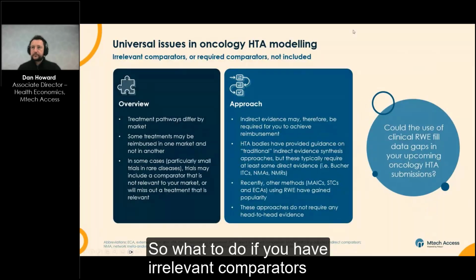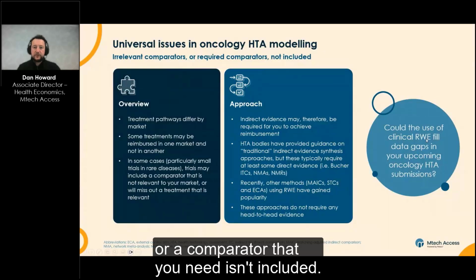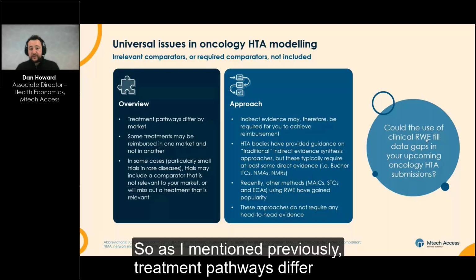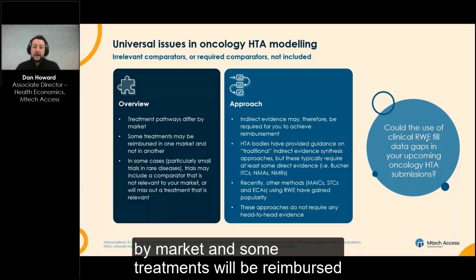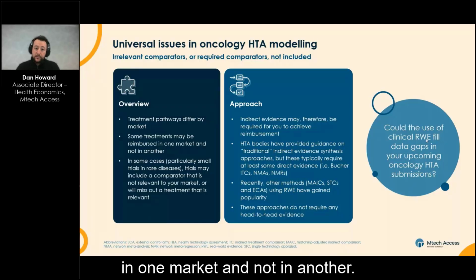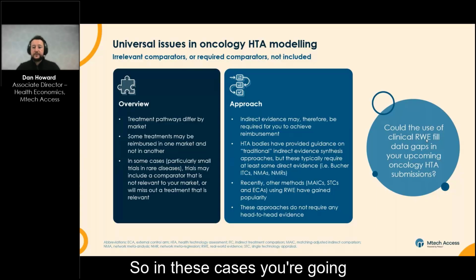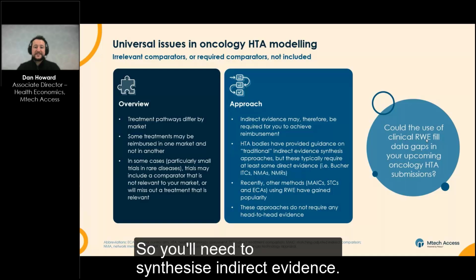So what to do if you have irrelevant comparators or a comparator that you need isn't included? As I mentioned previously, treatment pathways differ by market, and some treatments will be reimbursed in one market and not in another. So in these cases, you're going to lack head-to-head evidence, so you'll need to synthesize indirect evidence.